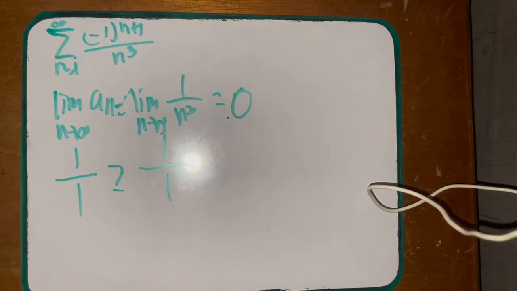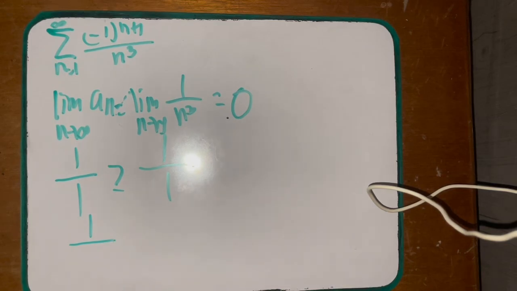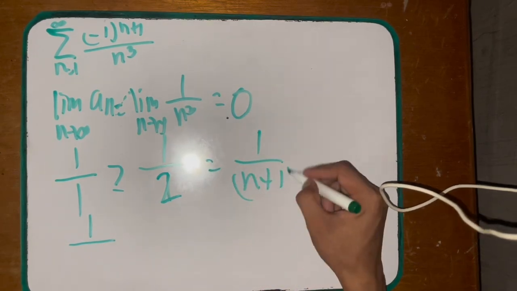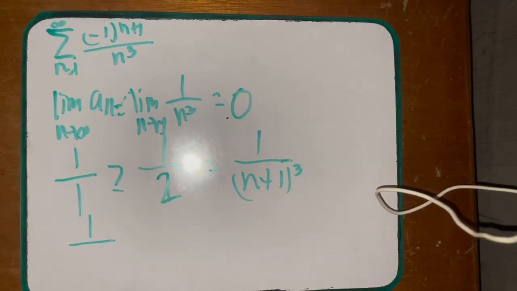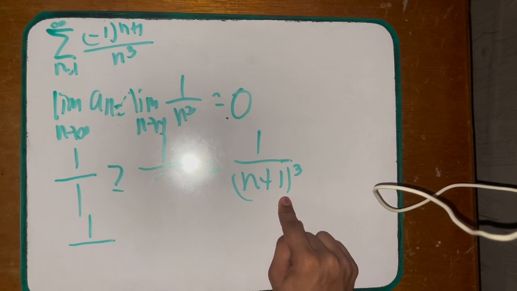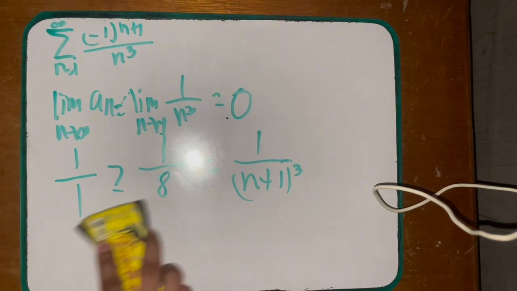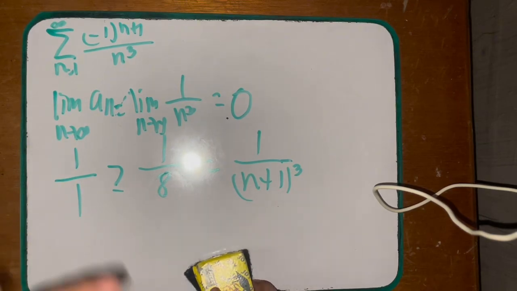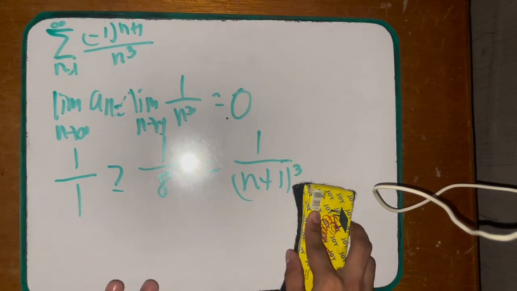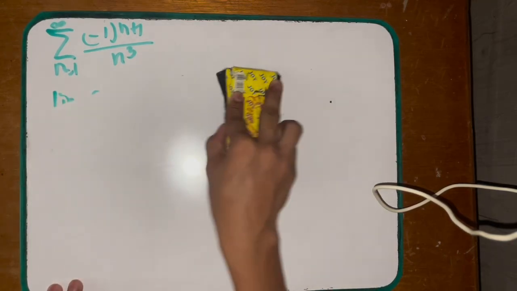And if n is equal to 2, we have 1 over (n plus 1) cubed, so 2 times 1 plus 1 is 2, raised to the power of 3 is 8. So it must be 1/8. Obviously it is decreasing because the original term is larger than the next term.